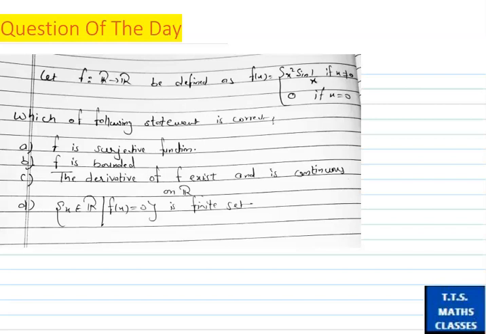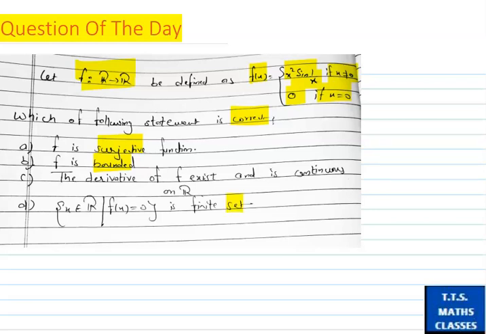So let us start, friend, the question of the day. Let f from R to R be a function defined as f(x) = x² sin(1/x) if x is not equal to 0, and 0 if x is equal to 0. Then which of the following statements is correct? Option A: f is a surjective function. Option B: f is bounded. Option C: the derivative of f exists and is continuous on R. Option D: the set of x belonging to R where f(x) is equal to 0 is a finite set.